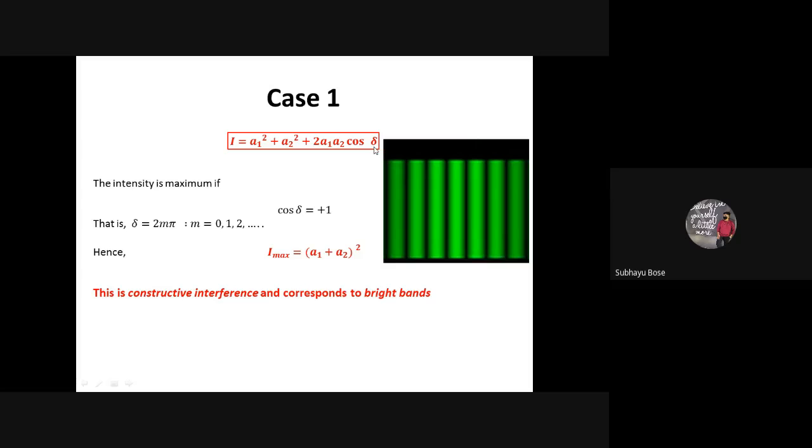Yes, sir, partially. No, don't get partially, get it completely. I am telling you that A1 square is constant, A2 square is constant, 2A1A2 is also constant. Cos delta is something that can change. Do you agree with me? Why can it change? Yes, sir. Why? Tell me why. Don't say it because I'm insisting.